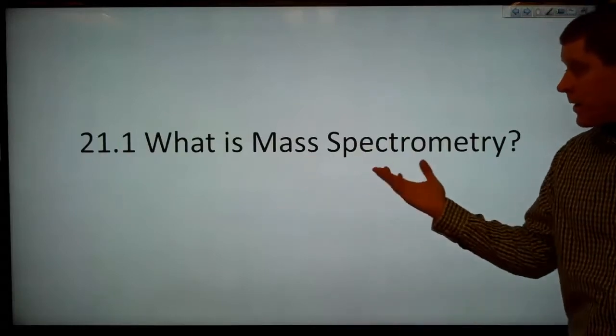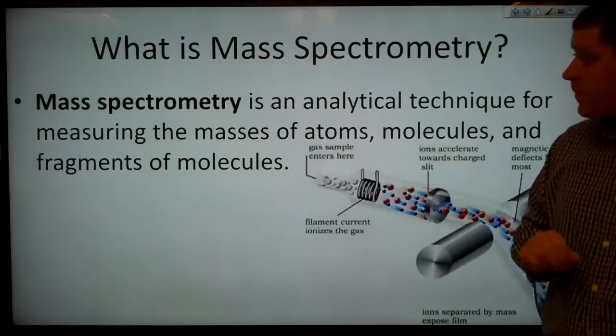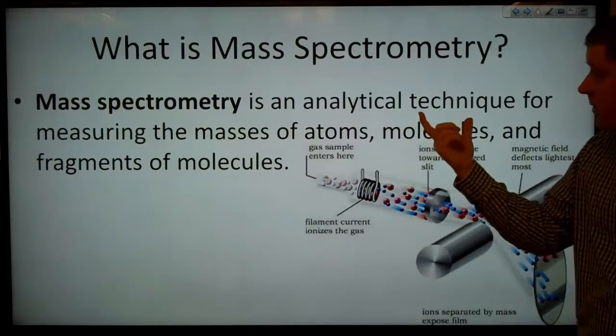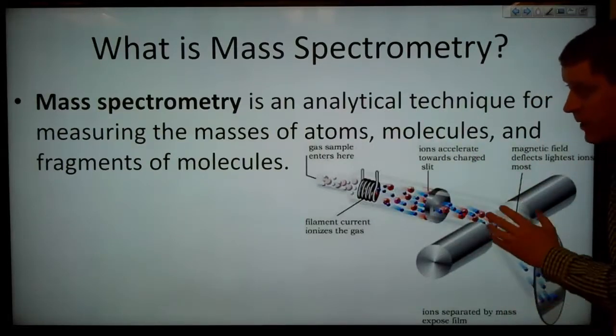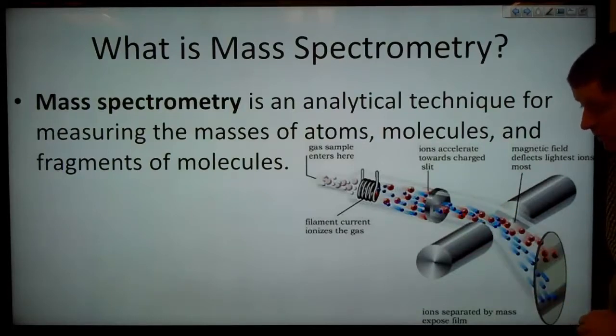Welcome to What is Mass Spectrometry? So mass spectrometry is an analytical technique for measuring the masses of atoms, molecules, and fragments of molecules.